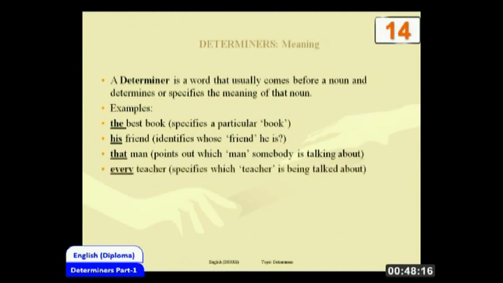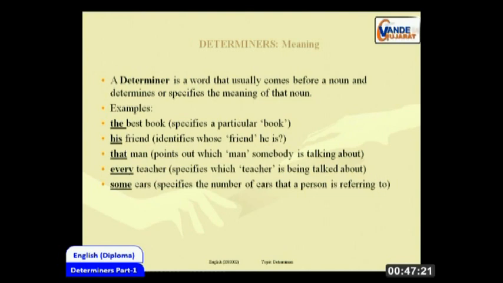Next, every teacher. Which teacher you are talking about? I am talking about every teacher. So this particular word, which I have put in bold and also I have underlined, it is a determiner, because it specifies which teacher is being talked about. So in all these examples which I have given, the words that have been written in bold or underlined, they are said to be determiners. The, his, that, every, all these words in these phrases, they are known as determiners, because again they determine the meaning of a noun before which they are used. They determine or specify their meaning.